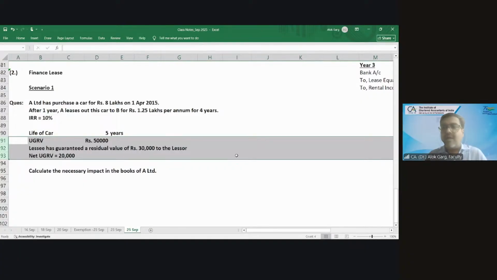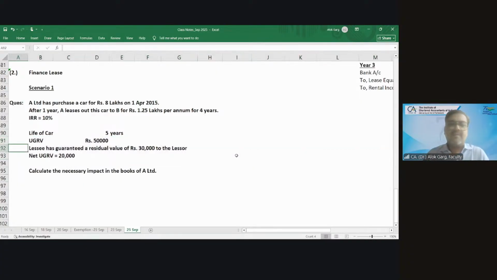If you are using a car and you do not drive it well, you put scratches on the car, then in that case your value will keep going down. So as a lessor, I am telling you that you have to guarantee me this also. So he is guaranteeing that he will maintain the car in good condition. In this case, the lessor is expecting 50,000 rupees, the lessee has guaranteed 30,000 rupees, so the unguaranteed value is 20,000 rupees.